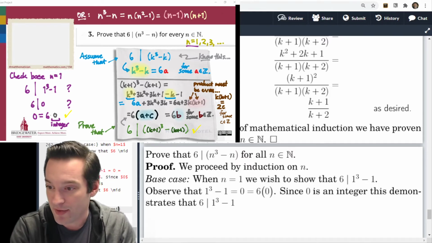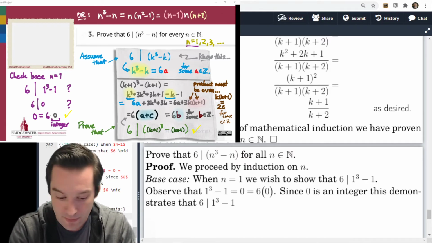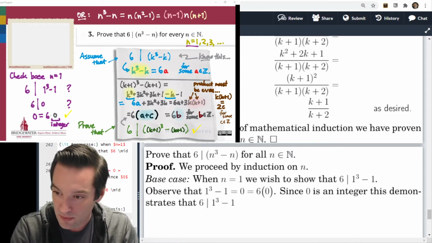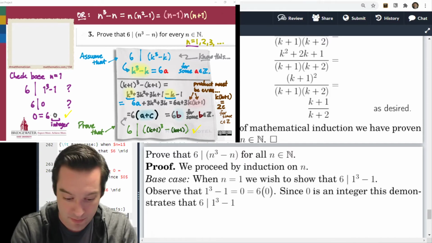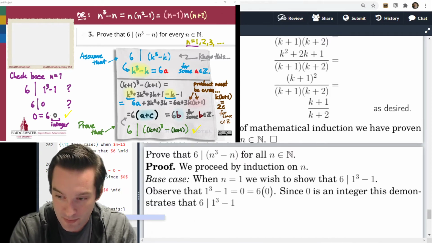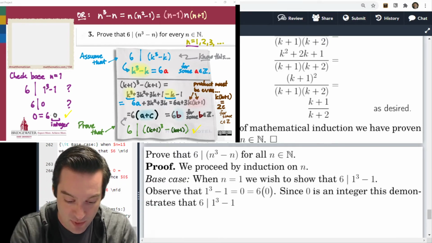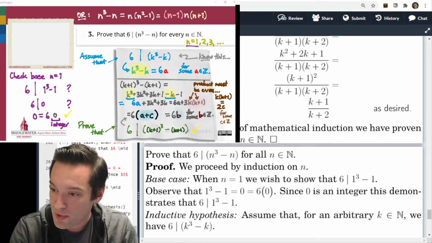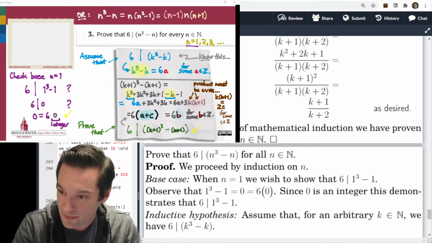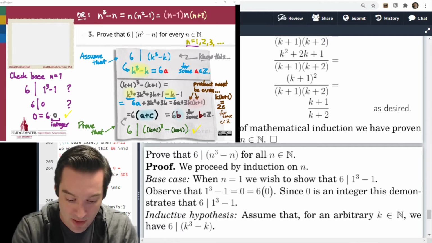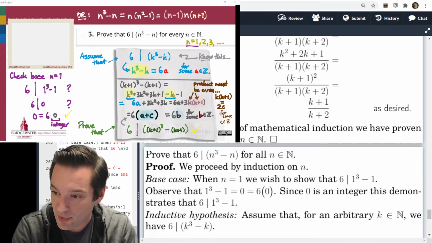We make the inductive hypothesis. Assume that for an arbitrary k in the natural numbers, we have 6 is a divisor of k cubed minus k. We wish to show that 6 is a divisor of k plus 1 cubed minus k plus 1.